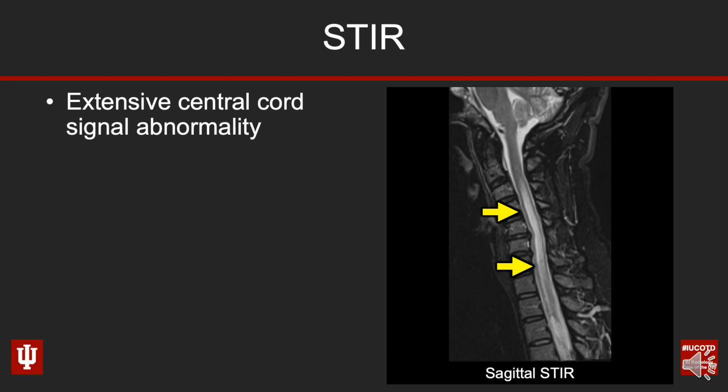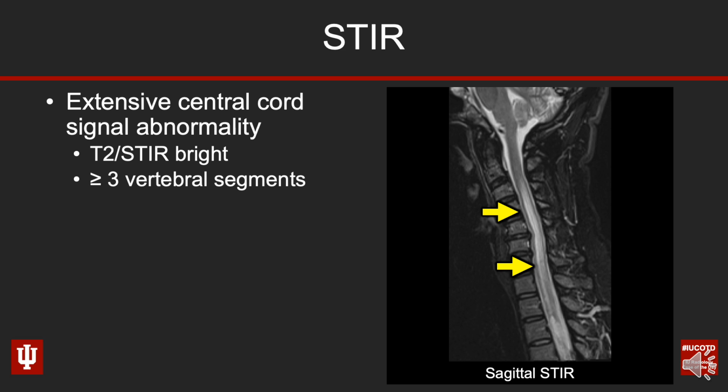Okay, so let's take a look at the imaging. First up is that sagittal STIR image, and what we can see is extensive central cord signal abnormality throughout most of the cervical levels and all of the imaged upper thoracic levels, as denoted here by the yellow arrows. And this is T2 or STIR bright. And importantly, one thing to notice is this involves more than 3 continuous vertebral segments. This is very long segment abnormality. And if you look at the cord thickness, it's only very mildly expanded. It's certainly a little bit more plump than we'd like to see, but it isn't markedly expanded.